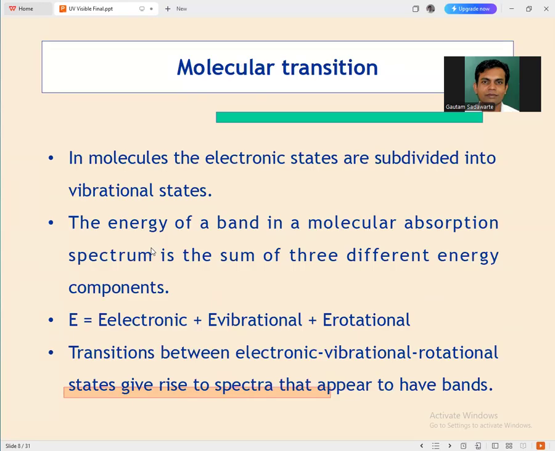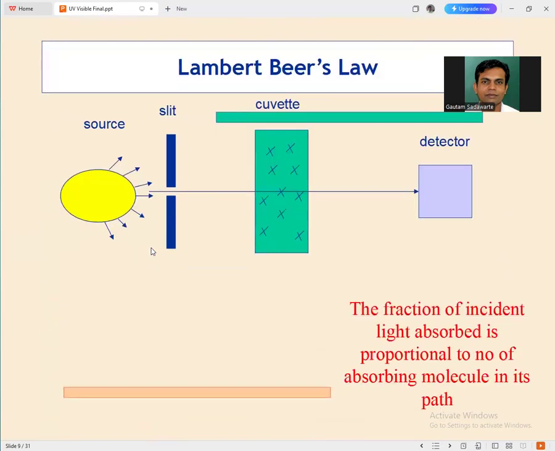Now, in the case of the energy band in molecular absorption spectroscopy, there are three different types of components: electronic, vibrational, as well as rotational. So the transitions between the electronic, vibrational and rotational levels give rise to a band, and that band appears as a broad band.